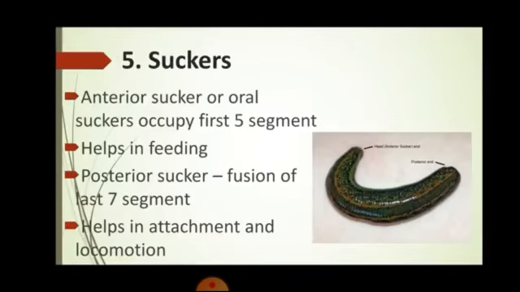Next, suckers. The leech has two suckers, one anterior sucker and one posterior sucker. The sucker located at the anterior end is called the anterior sucker, also called the oral sucker. It lies in the ventral position and occupies the first 5 segments. The posterior sucker is formed by the fusion of the last 7 segments. The anterior sucker helps in feeding, whereas both anterior and posterior suckers help in both attachment as well as locomotion.